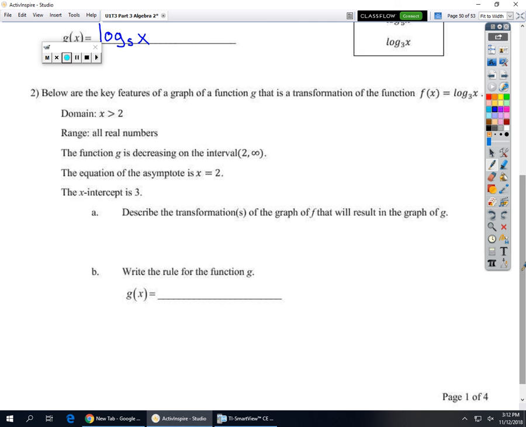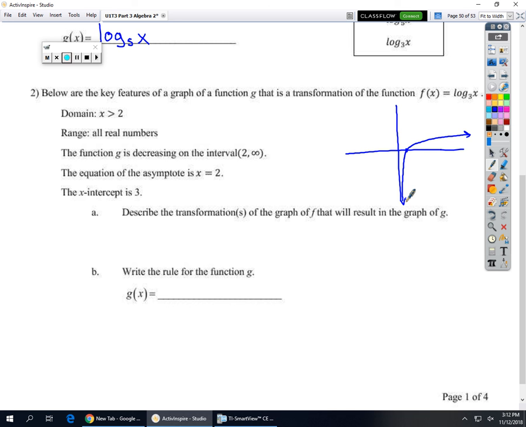This is my least favorite question here. So below are the key features of a graph of a function g. That is the transformation of this function log base 3 of x. Now, log normally looks like this. Log base 3 of x. If you don't remember what it looks like, you can also look at it in the calculator.